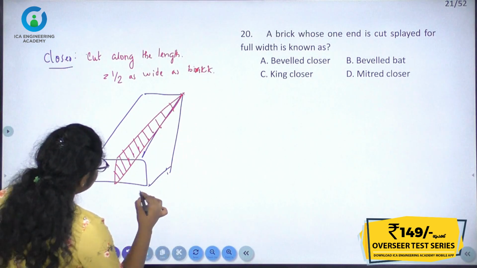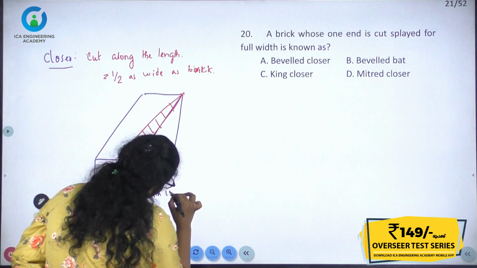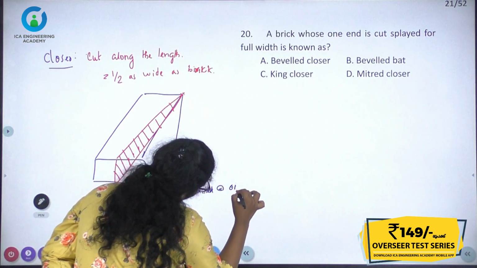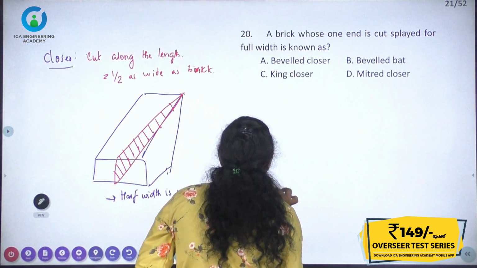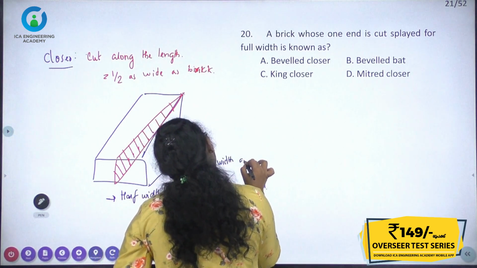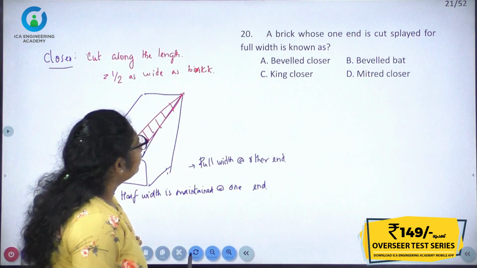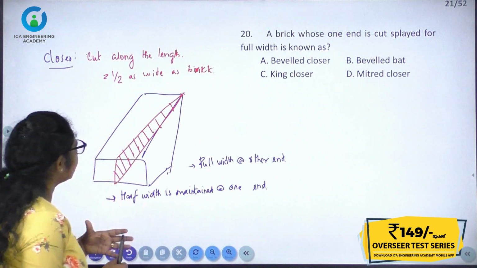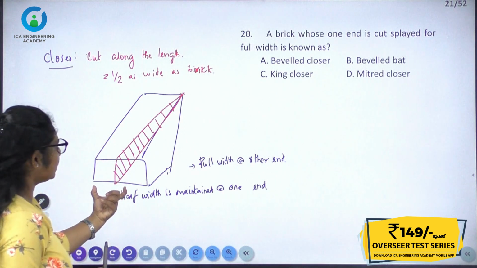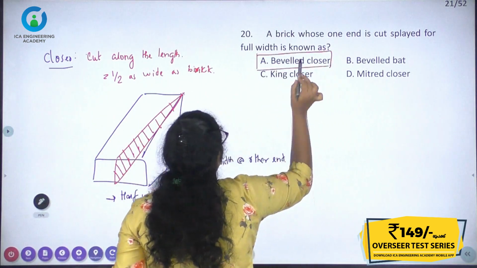So what happens in this condition? Half width is maintained at one end and full width at the other end. This is called a beveled closer. The closer is cut along the end, here half width, that is half as wide as a brick. Half width is maintained at one end and full width at the other. That is called a beveled closer.